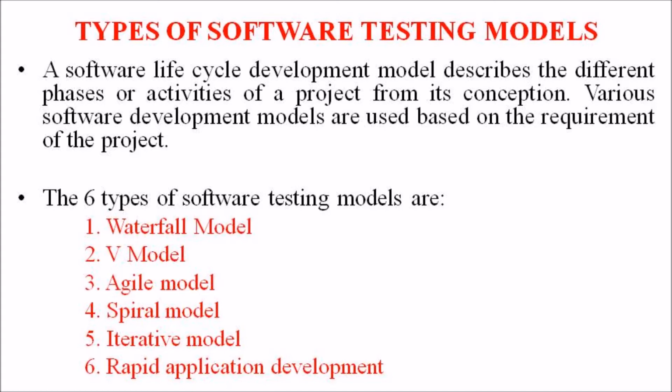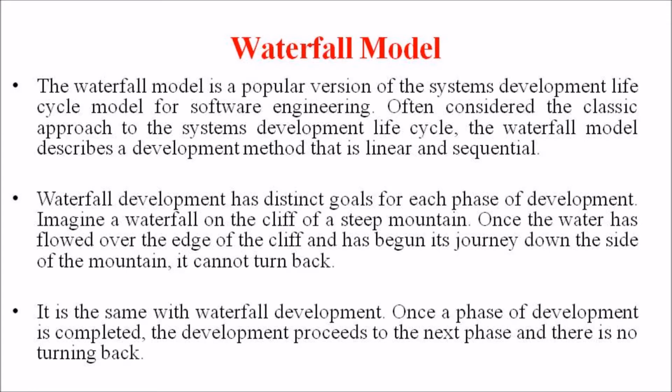When we come to the Waterfall Model, it is a popular version of the system development lifecycle model for software engineering. It is often considered the classic approach to the system development lifecycle. The Waterfall model describes a development method that is linear and sequential. The Waterfall development has distinct goals for each phase of the development. In the Waterfall model, once a phase of development is completed, the development proceeds to the next phase and there is no turning back to the previous phase.